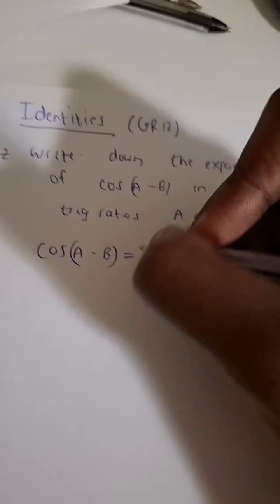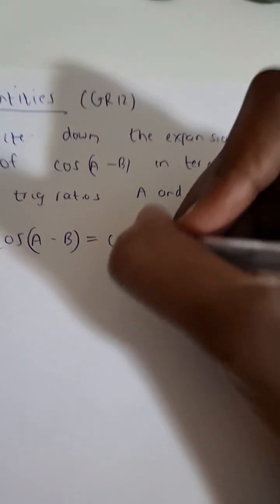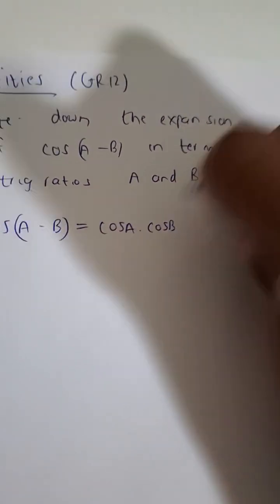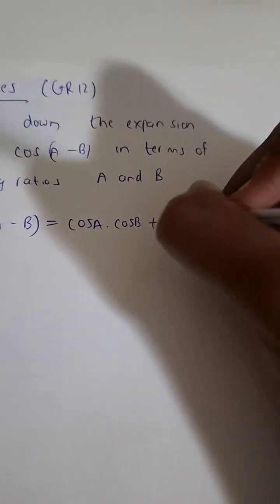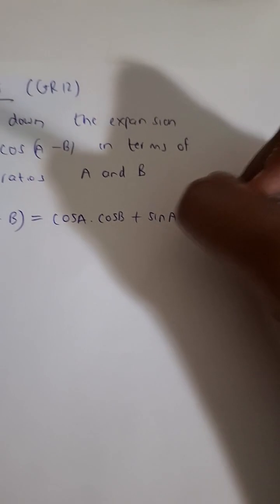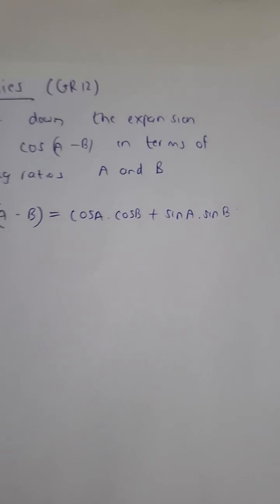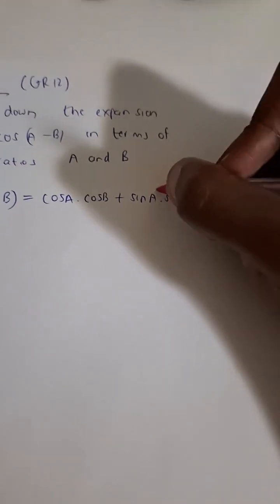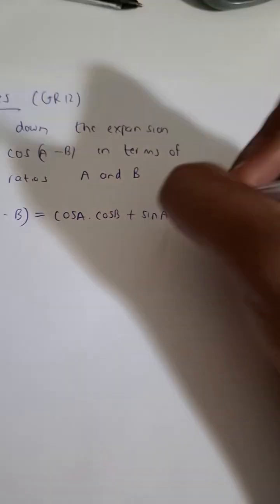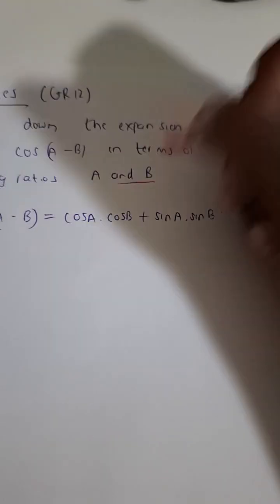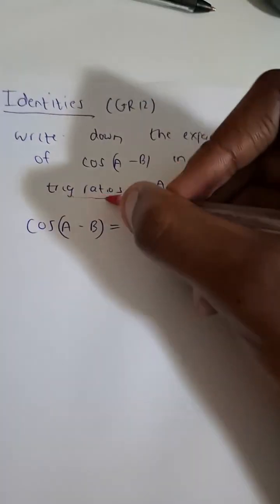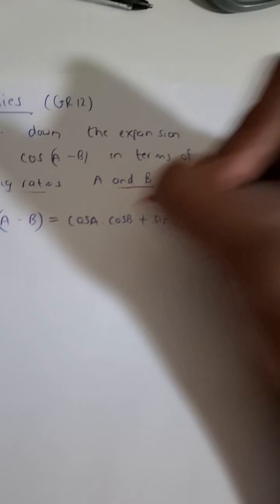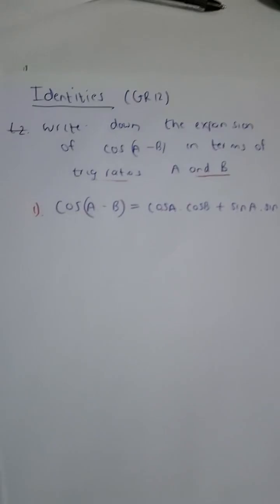So definitely, it will be cos A cos B, you are spot on, plus sine A sine B. So you are 100% correct, and I would give you 100% marks. First and foremost, the A and the B are there as they had asked, and plus we have some trig ratios, which means cos, sine, sine. So that would be my number 1.